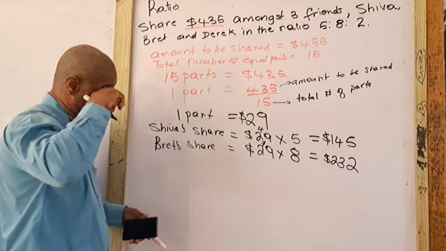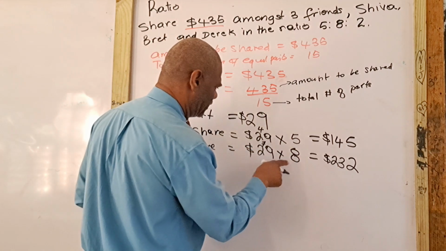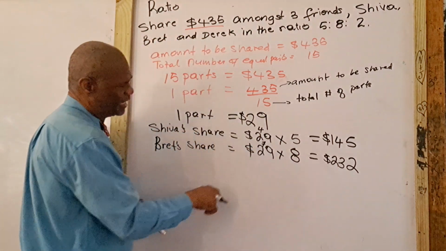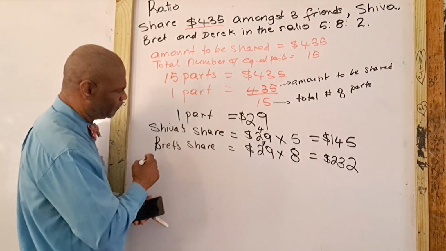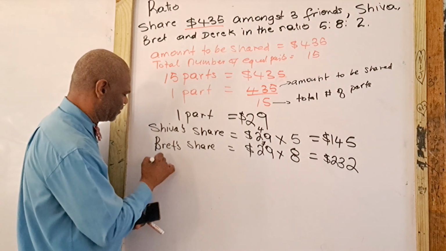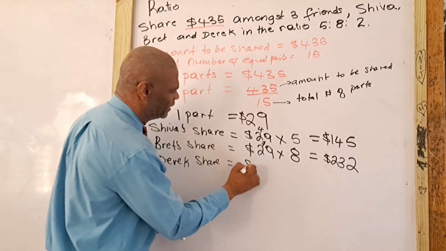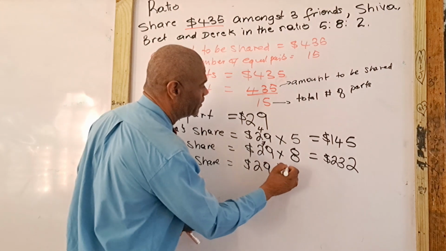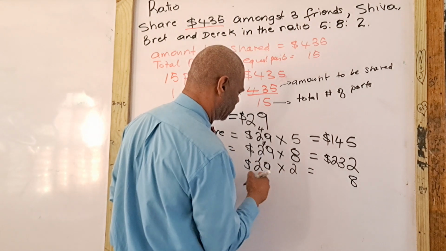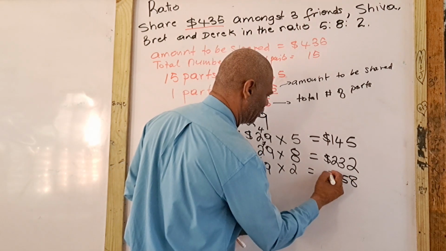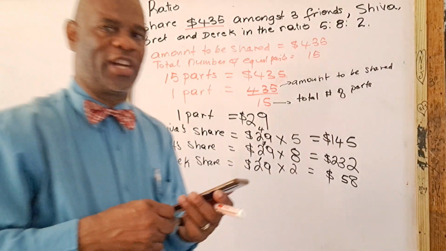Alright? So 9 times 8 is 72, 2 carry 7, 8 times 2 is 16, 16 and 7 is 23. So Brett gets $232. And then Derek now, Derek's share would be 29 times 2, okay? 2 times 9 is 18, carry 1, 2 times 2 is 4, and 1 is 5. So Derek gets $58.